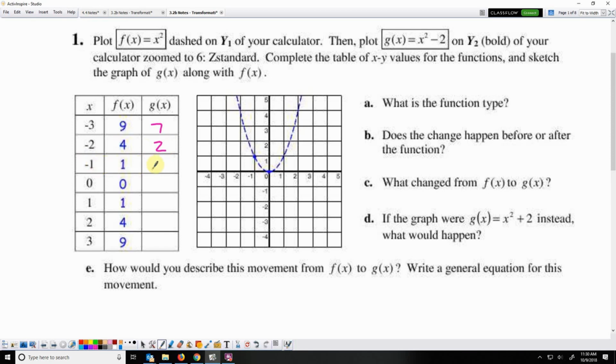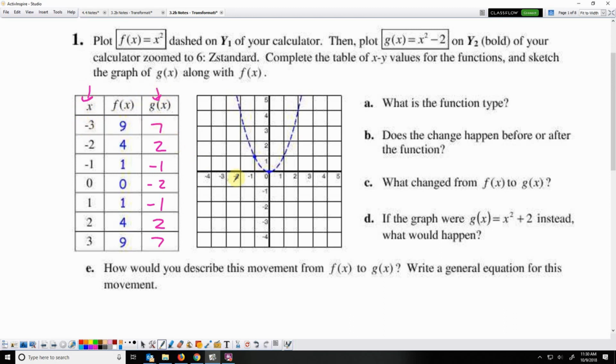Negative 1 squared is 1, minus 2 is negative 1. 0 squared is 0, minus 2, negative 2. 1 squared is 1, minus 2 is negative 1. 2 squared is 4, minus 2 is 2. And 3 squared is 9, minus 2 is 7. So we're going to plot these points now. Here's my x's and my y's.